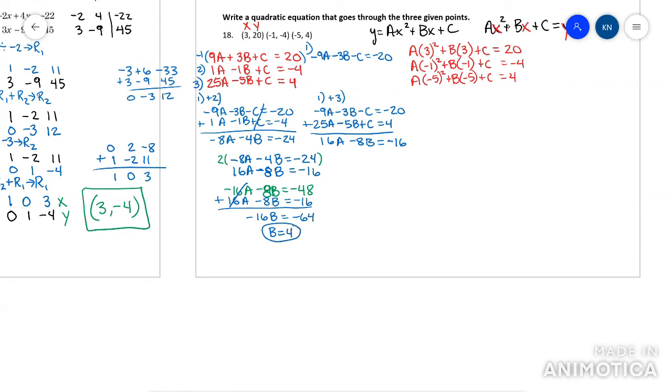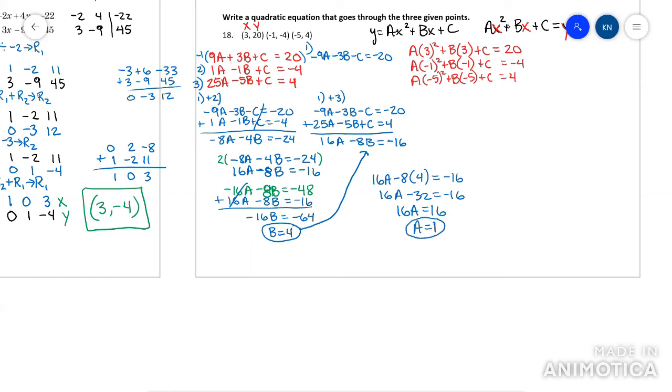Once you know that, you can plug it into either of these equations. I'm going to go with the one on the right. Doesn't matter though. So it looks like this. Add 32. Divide by 16. So now I know a is 1.